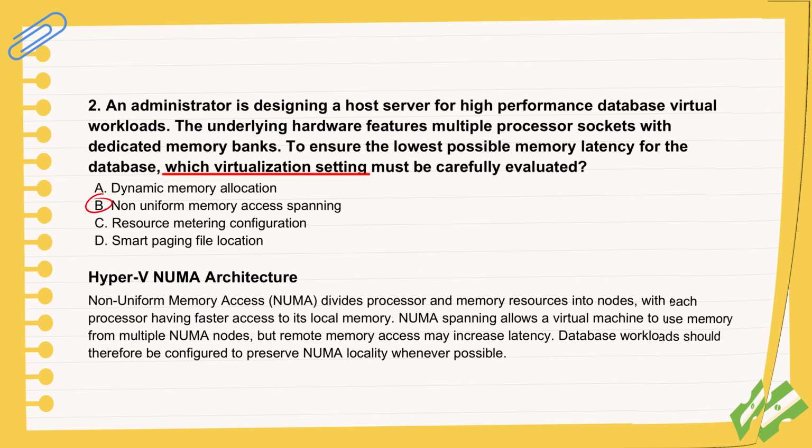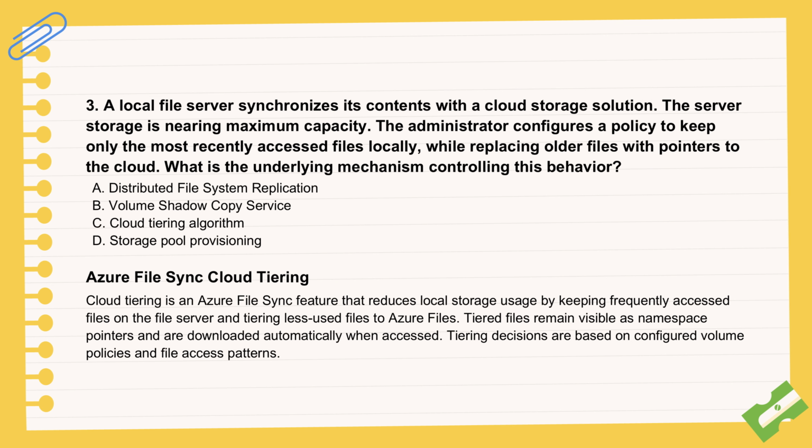Let's shift to storage. Question 3. Your local file server has reached maximum capacity. You implement a solution that synchronizes the server with the cloud, freeing up local disk space while maintaining the existing directory structures and file access for users. Which feature did you implement? The correct answer is C.